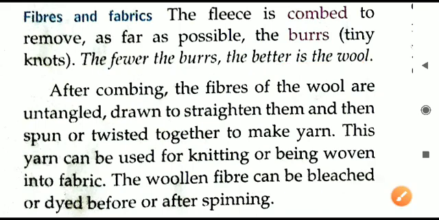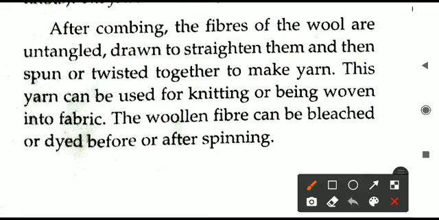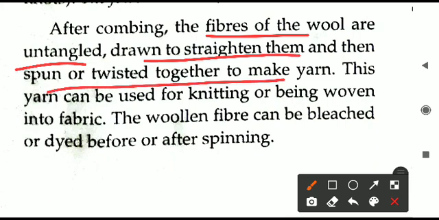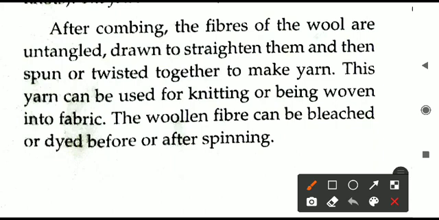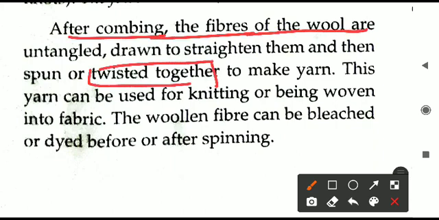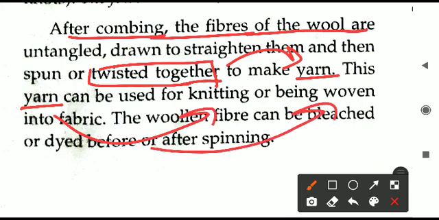cost of that wool. After the combing is done, the fibers are untangled, drawn and straightened, and then twisted together to make the yarn. This is an important thing. After the combing, the fibers of the wool are twisted together, and after twisting they convert into yarn. Then the yarn can be used for knitting, or for being woven into fabric.